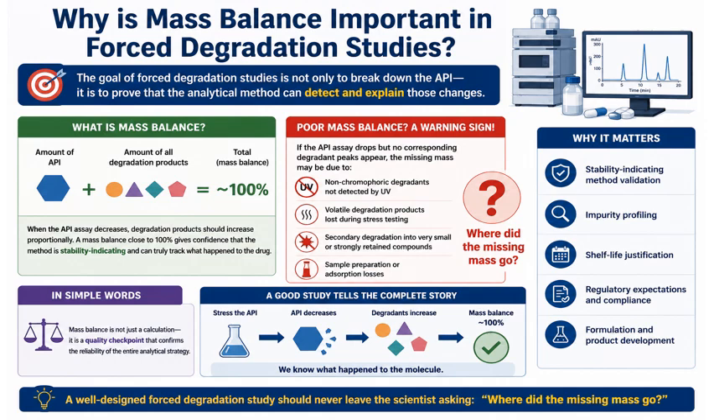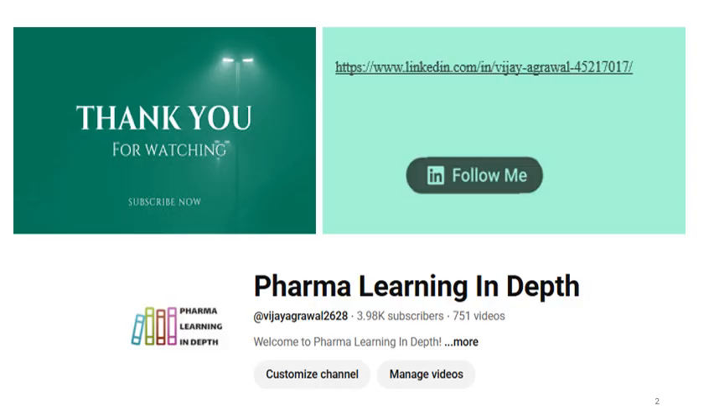So you need to have an understanding about mass balance in forced degradation studies, and when you don't get the mass balance, you should find out the reasons.